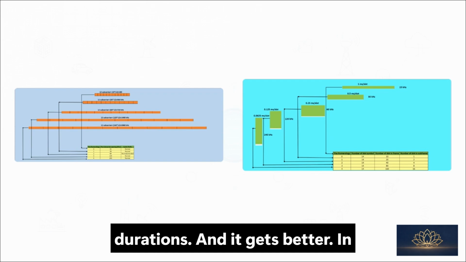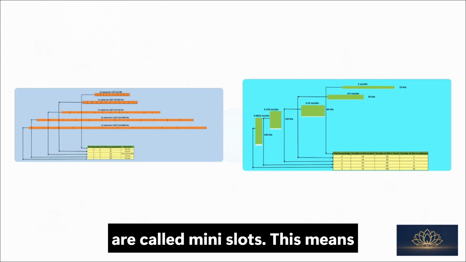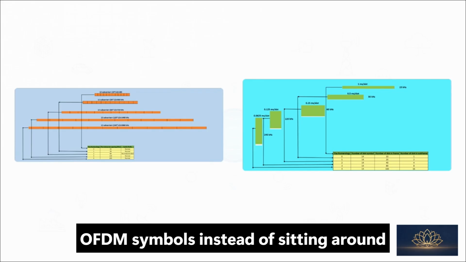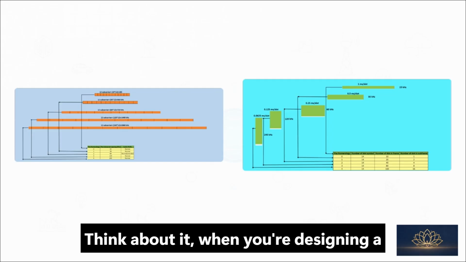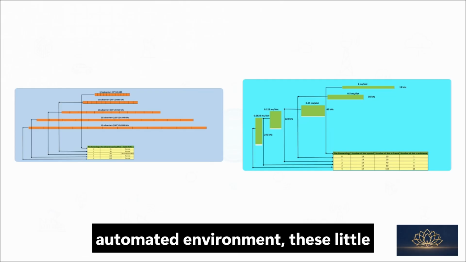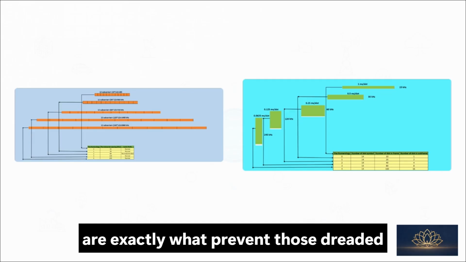And it gets better. In 5G NR, you can actually utilize what are called mini slots. This means transmitting on just 2, 4, or 7 OFDM symbols instead of sitting around waiting for a whole full slot to finish. Think about it. When you're designing a smart factory MVP or any high-speed automated environment, these little microsecond savings in the physical layer are exactly what prevent those dreaded latency bottlenecks.